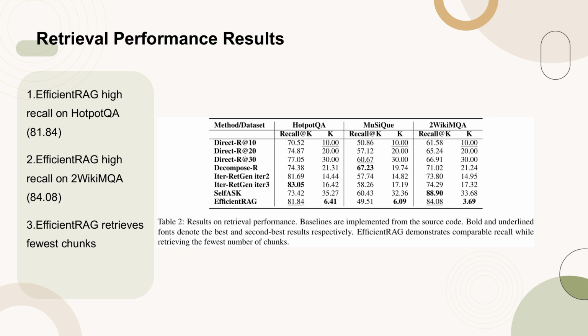EfficientRAG shows high recall scores on HotPotQA and 2WikiMQA datasets, achieving 81.84 and 84.08 respectively. Notably, EfficientRAG retrieves the fewest number of chunks while maintaining comparable recall to other methods. The table highlights the best and second best results with bold and underlined fonts, respectively.